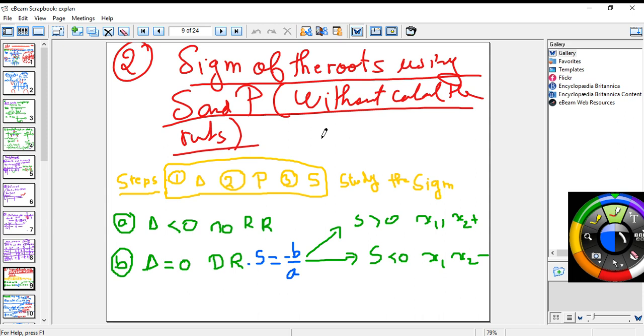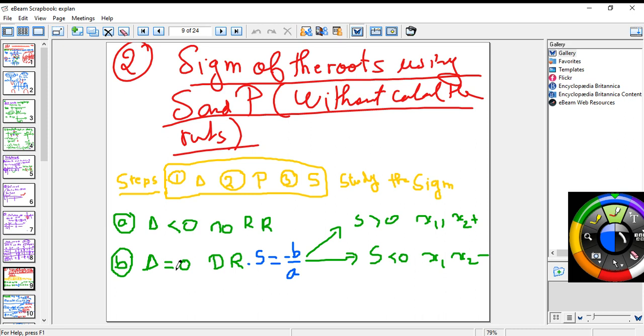And later you're gonna have equations with parameters. So how are we gonna do those things? Step by step, the steps that you need to follow all the time: you do delta first, then you study the sign. I do delta, I study the sign of delta, I study the sign of P, I study the sign of S. I wrote here study the sign. So the easiest case is when delta is negative. When delta is negative, no real roots, and I don't have anything to talk about the roots. Finish, there are no roots.